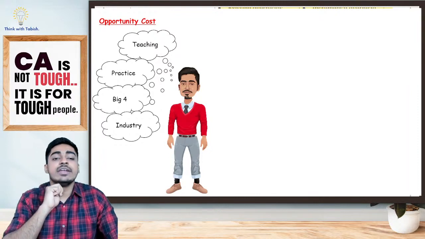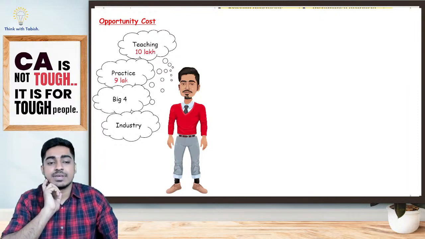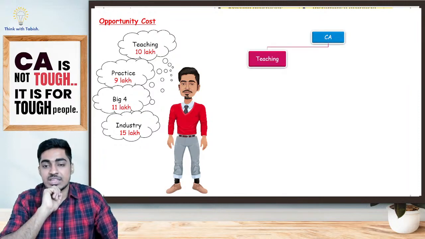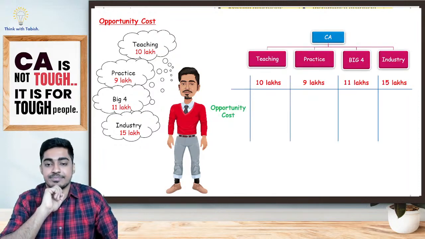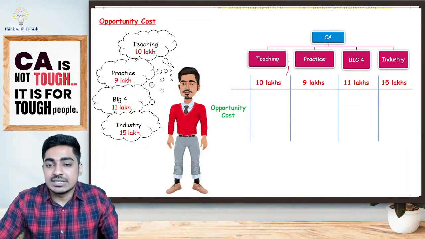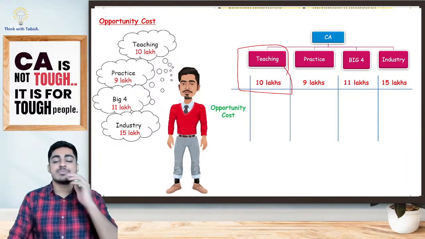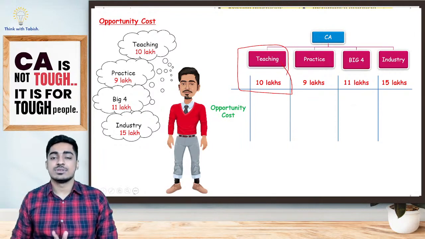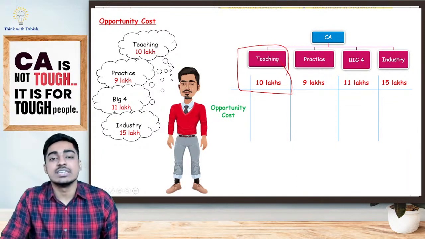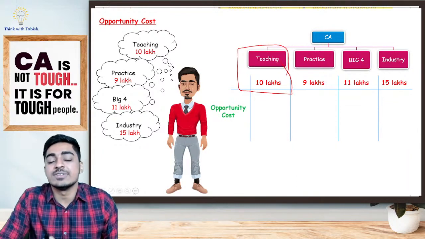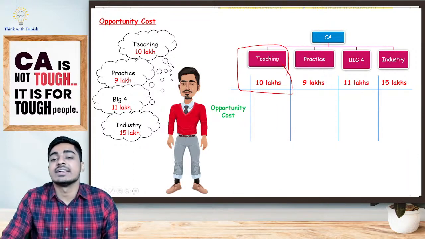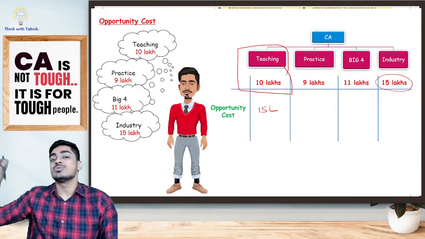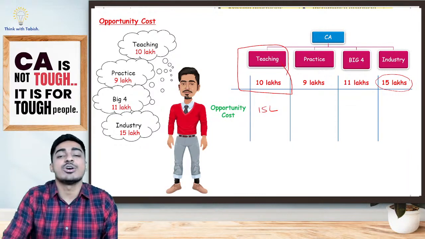Four options I have. If I enter into teaching, assume I'll be earning 10 lakh rupees per annum. If I get into practice, I'll be earning 9 lakh rupees per annum. Big Four, I'll be earning 11 lakh. Industry, I'll be earning 15 lakh. Now I'm trying to see how much sacrifice I'm making. Firstly, if I'm getting into teaching, what is the maximum sacrifice I'm making? Because I got into teaching, I cannot get into practice, Big Four, or industry. If not for teaching, what was the best possible alternative which I could have done? I could have gone for industry and earned 15 lakhs. Because I entered into teaching, I'm not in a position to earn that 15 lakhs. So this 15 lakh is my opportunity cost.